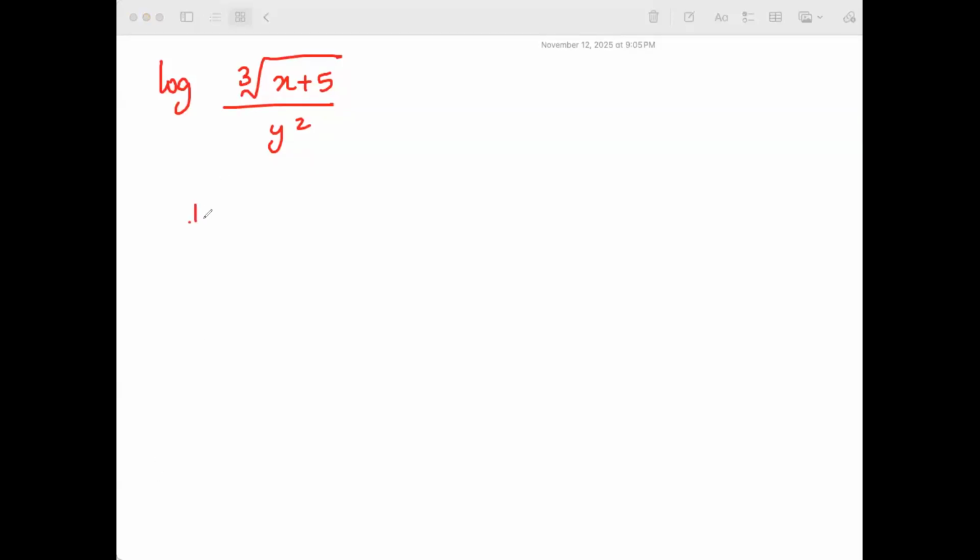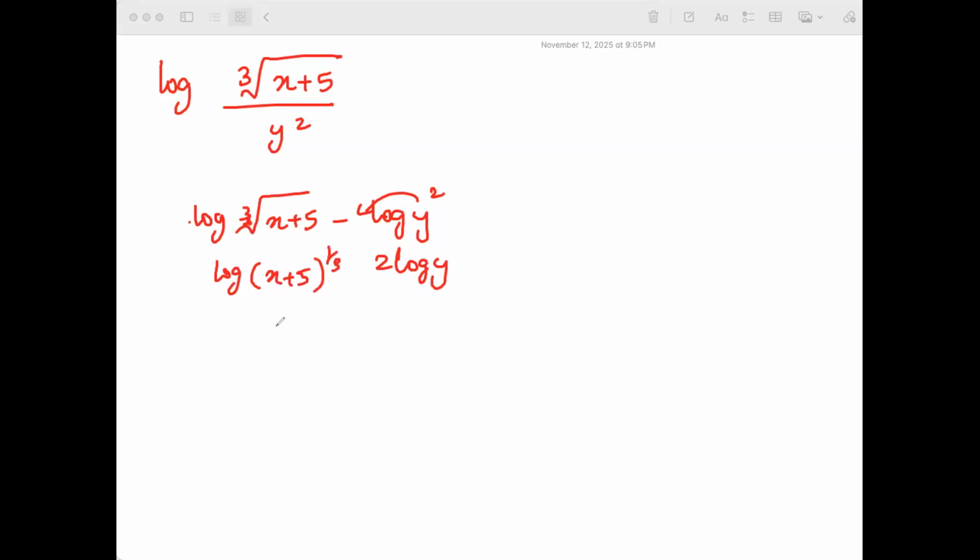So basically, how can this be written? This is like this, right? Minus log y square, so this becomes 2 log y. Yes. Okay, so this one becomes C. Radical cube root means log of x plus 5 to the power 1 by 3, right? So that 1 by 3 comes here. 1 by 3 log x plus 5 minus 2 log y.